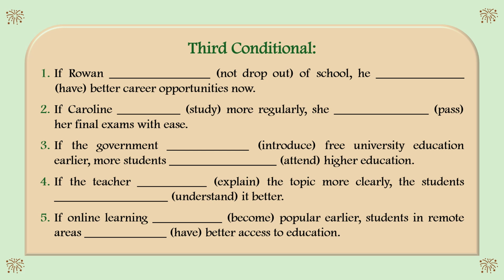3. If the government blank, introduce free university education earlier, more students blank, attend higher education. 4. If the teacher blank, explain the topic more clearly, the students blank, understand it better. 5. If online learning blank, become popular earlier, students in remote areas blank, have better access to education.